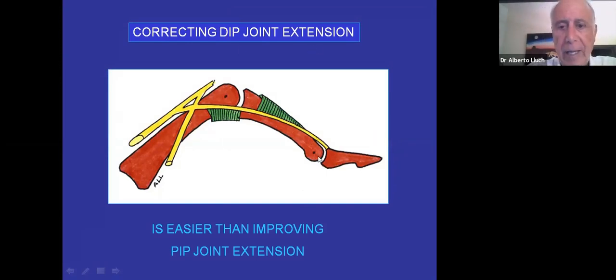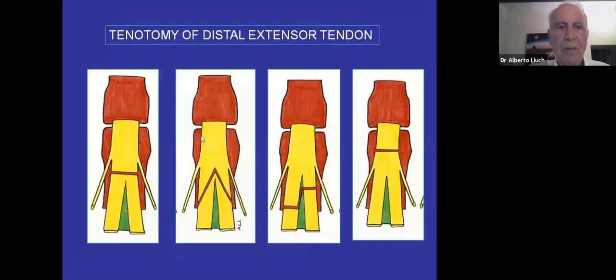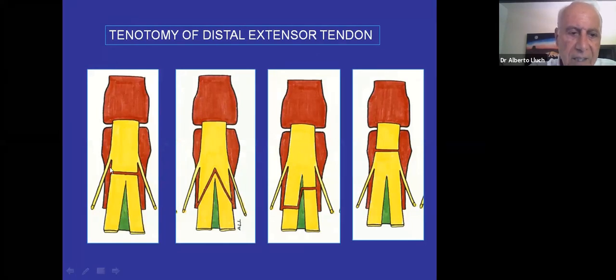Correcting the DIP joint extension or hyperextension is easier than improving PIP joint extension. So I think we should be doing this in all the patients with a boutonniere deformity. And we can do this by a tenotomy of the distal extensor tendon. There are several techniques described. One is cutting the extensor tendon proximal to the insertion of the oblique retinacular ligament.